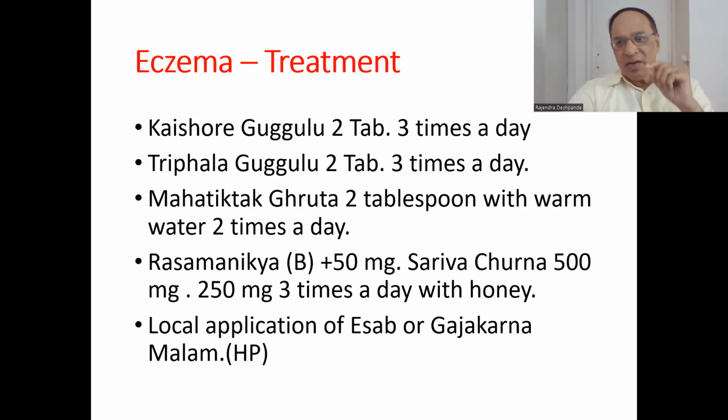That is called Rasayana Kal in Ayurveda. Rasamanikya from Baidyanath Company, 50 milligram, plus Sariva Churna. Sariva means Anantamul, 500 milligram. And this particular mixture you have to take, 250 milligram 3 times in a day, as Satana with honey. Local application of Isab or Gajakarna Malam, available at Hari Parshuram Aushadhalaya, Pune, by Vaidya Khadiwale.